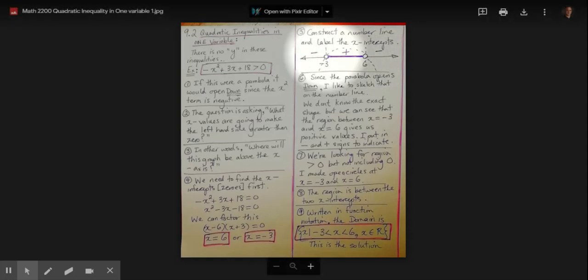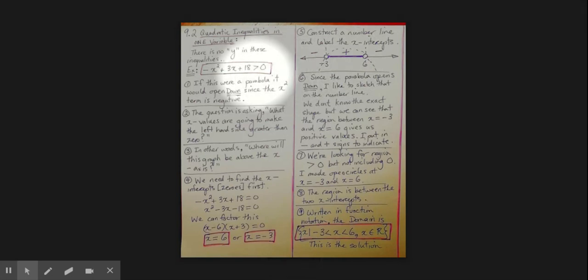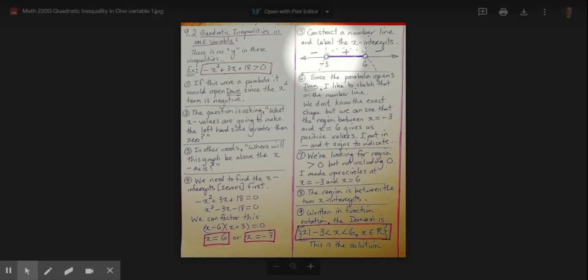And you'll notice that I've put in open circles here because we're dealing with greater than, and so the equals part is not underneath there. So we have to use open circles here because this is not going to be included in our solution. You'll also notice that I have dotted lines to indicate where that parabola would go if we graphed it.